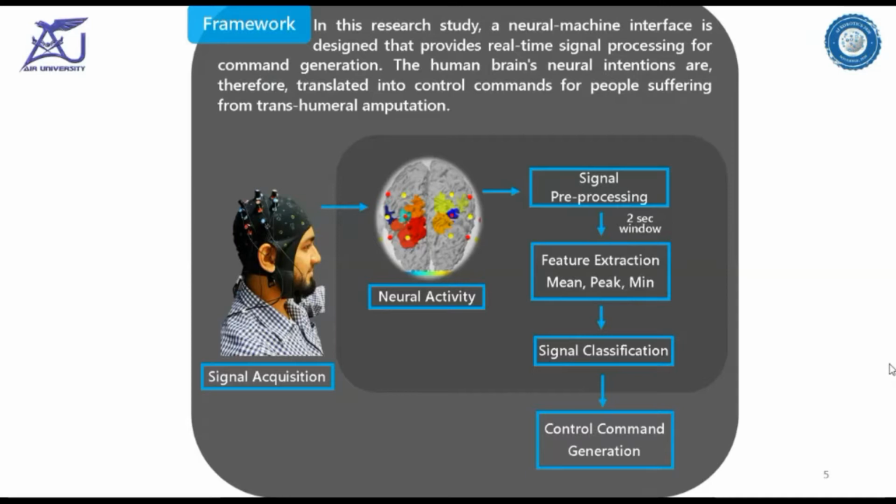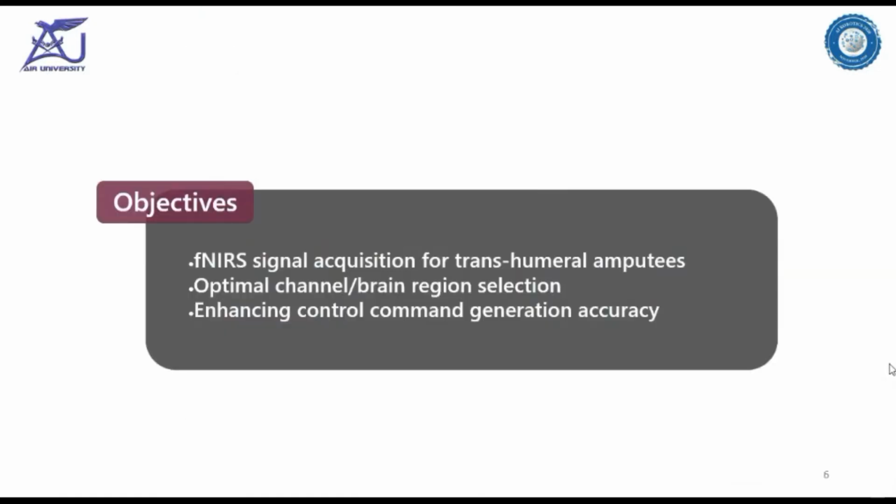Then there was signal classification using linear discriminant analysis and neural networks, which helped a lot to generate a control command. The objectives were, first, to acquire the signals, as there is no known data set. According to my knowledge, there is no data set present for transhumeral amputees from the motor cortex. Then we have to optimize the channel or brain region, and then enhance the control command generation accuracy.